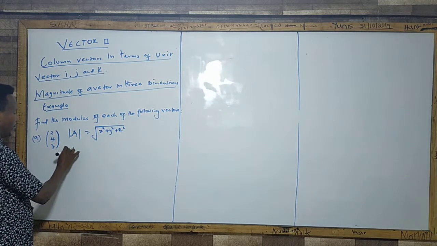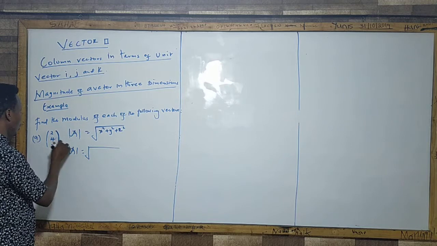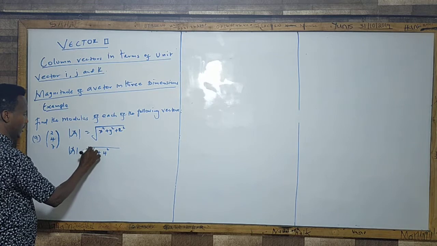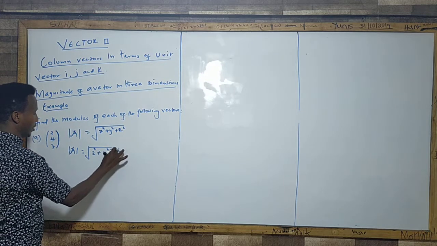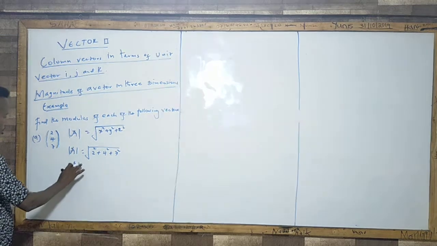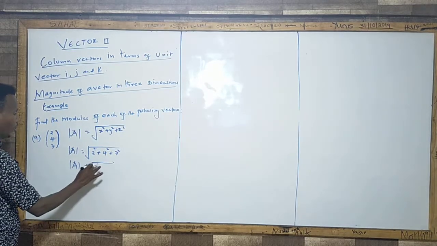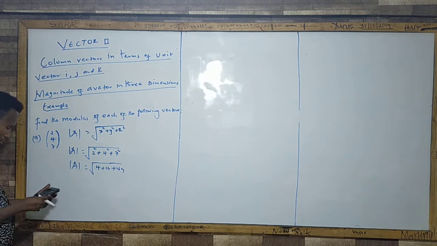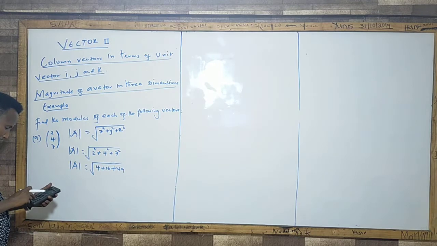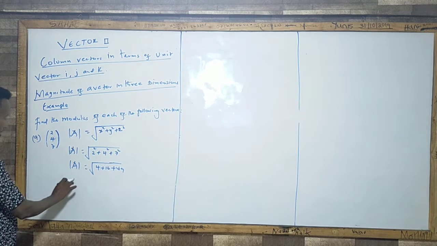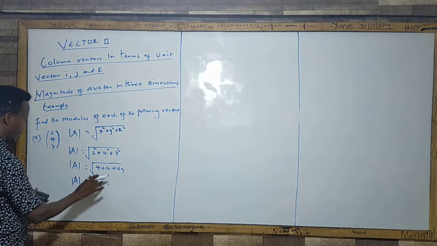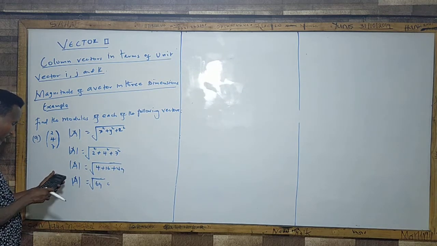Okay, then from here the magnitude of this vector is equal to the root of 2 squared plus 4 squared plus 7 squared. So the magnitude of this vector A is equal to the root of 4 plus 16 plus 49. 4 plus 16 plus 49, that's 69. So it will be the root of 69.